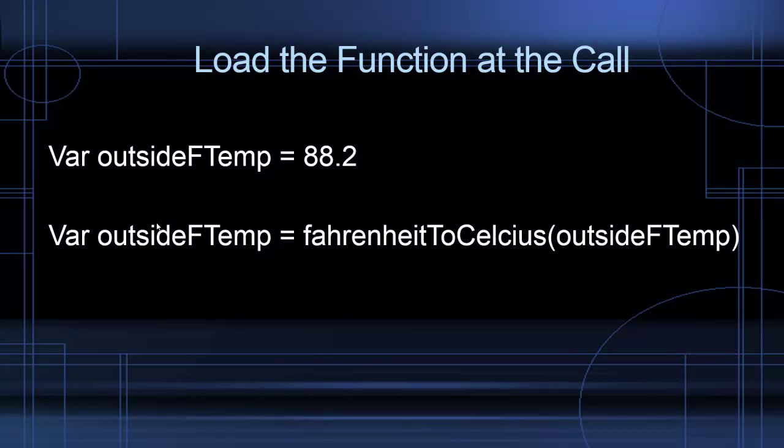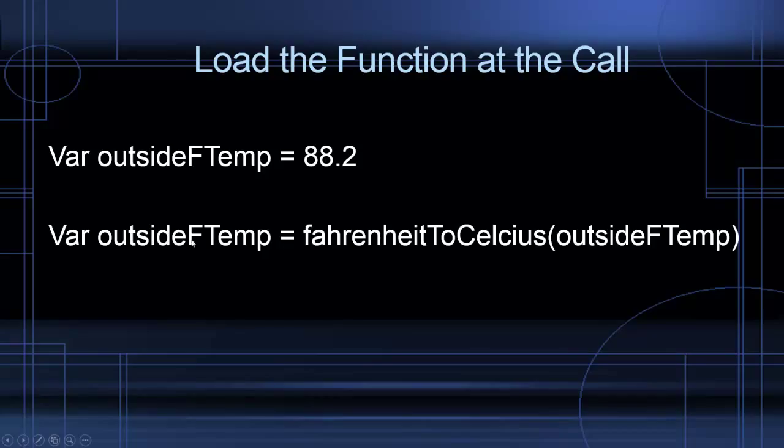Well, you can call it several different ways, and this is the function call, and we're going to set the value. So here they create a variable named outside F temperature, and it's going to be 88.2. And then their next line of code is outside F temperature equals Fahrenheit to Celsius outside F temperature. So anytime you see Fahrenheit to Celsius and then something in parentheses, you know that's going to call the function, and then the function is going to convert it for us.